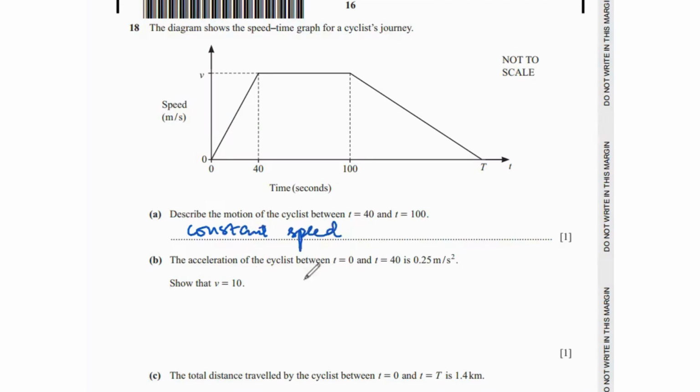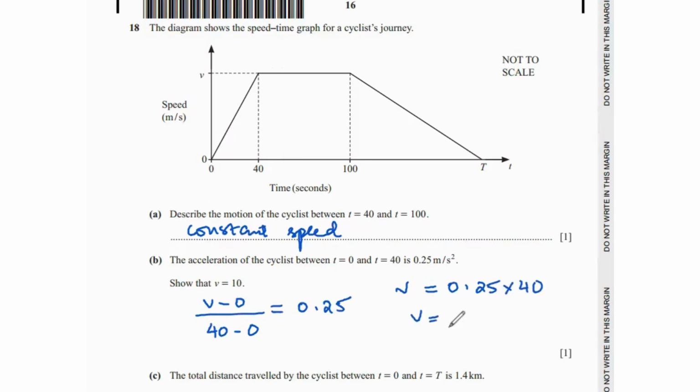The acceleration of the cyclist between t equals 0 and t equals 40 is 0.25 meter per second squared. Show that v is 10. So acceleration is basically the slope of a speed time graph. So we can just find the slope, which will be v minus 0 over 40 minus 0 equals 0.25. So v equals 0.25 times 40.